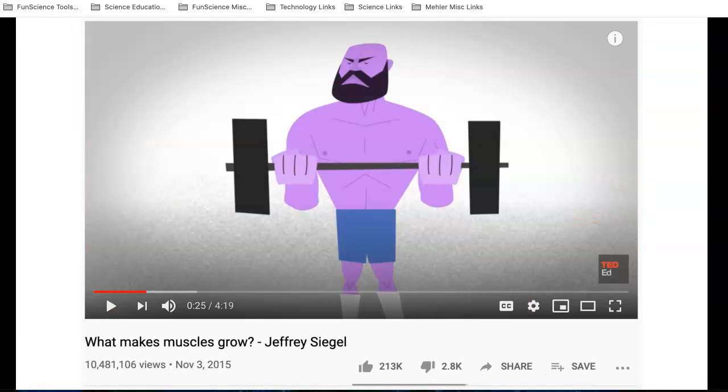This one is how to make your muscles grow. And I think you might be a little bit surprised on what you have to do to muscles to actually make them grow.